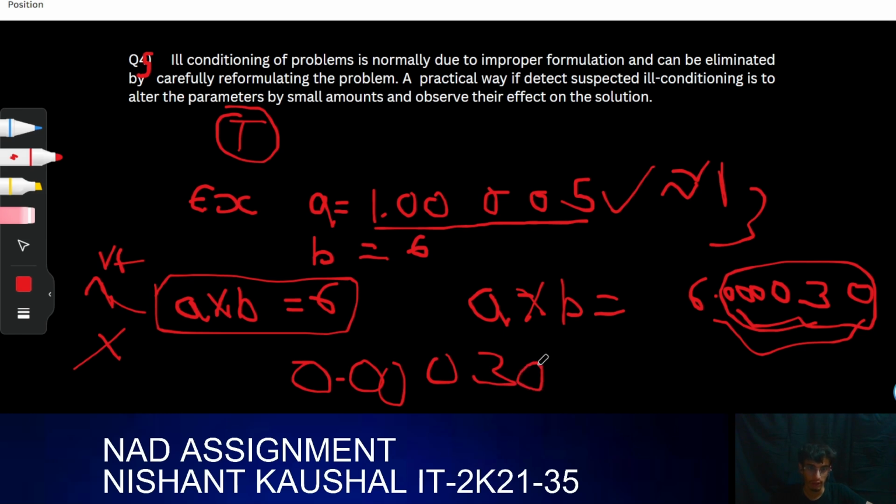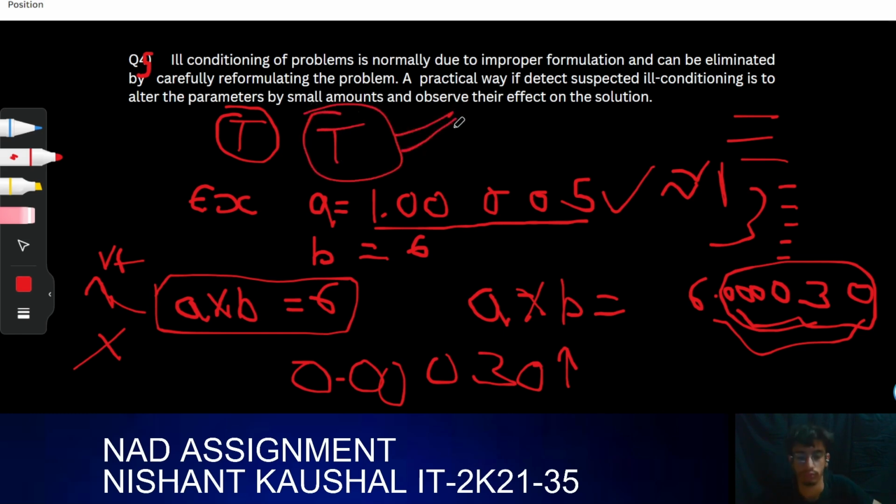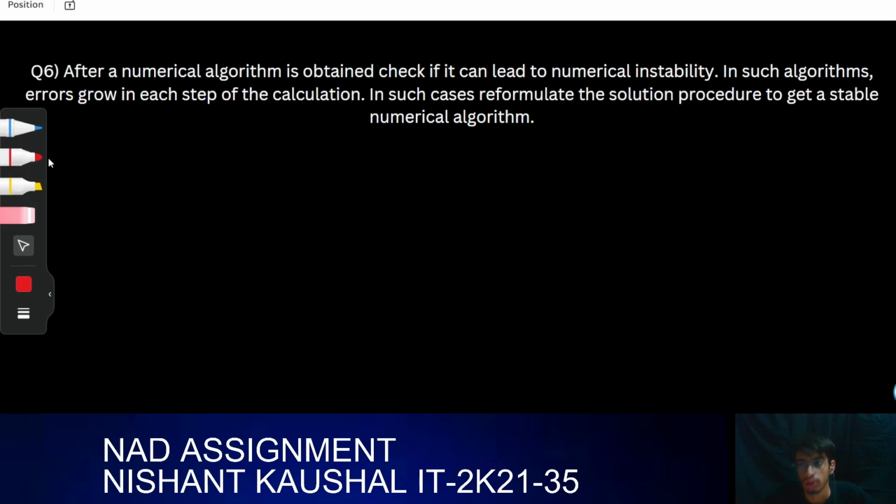In short operations, this effect will not affect our program, but in long operations, it could affect our program very much. So, ill conditioning should be suspected. So, this should be true. Let us proceed to our sixth question.